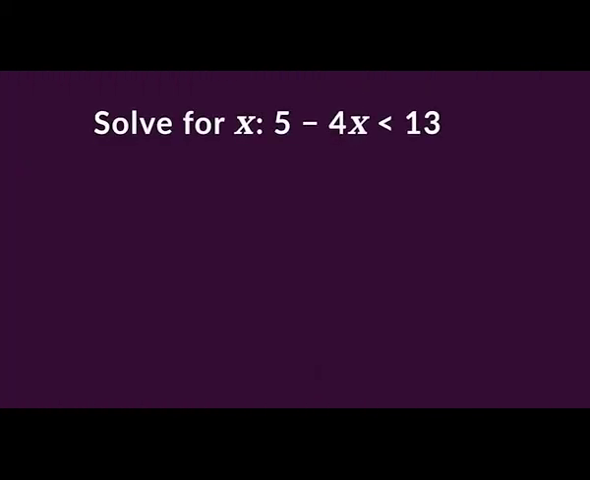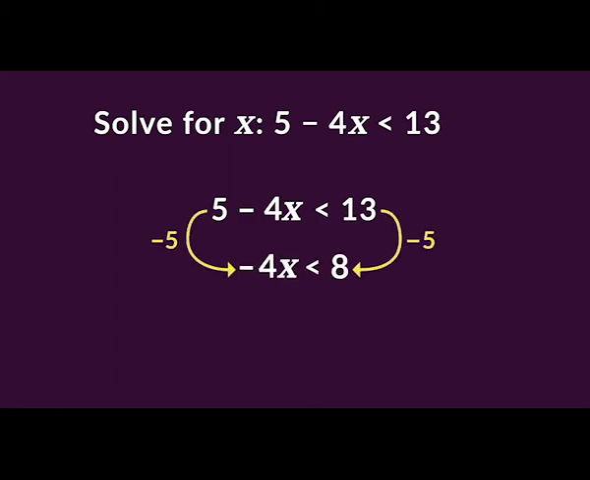Here's an example that's slightly different. Solve for x in 5 minus 4x is less than 13. The first step is to take away the 5 from both sides, which leaves us with minus 4x is less than 8. This is where the difference comes in. We need to divide both sides of the inequality by -4 to get x on its own on the left-hand side. But when we multiply or divide an inequality by a negative number, the direction of the inequality sign changes. So the solution to the inequality is that x is all real numbers greater than -2.